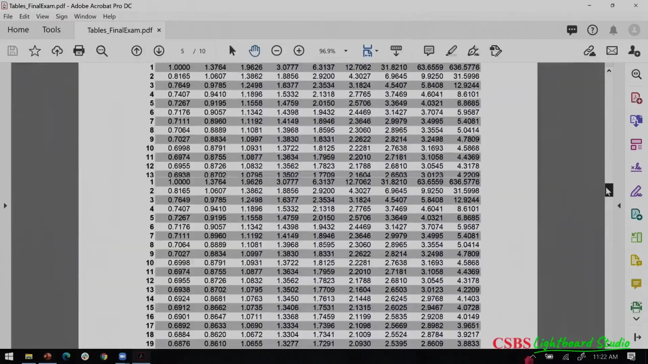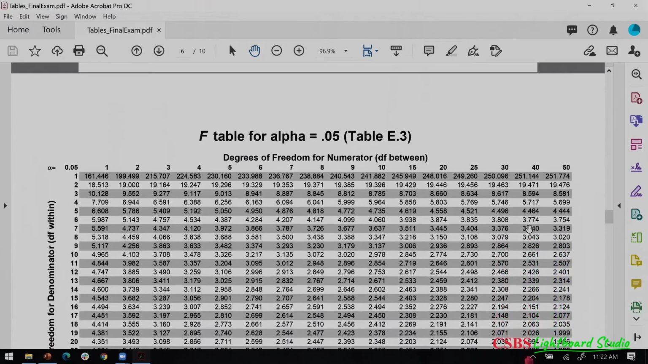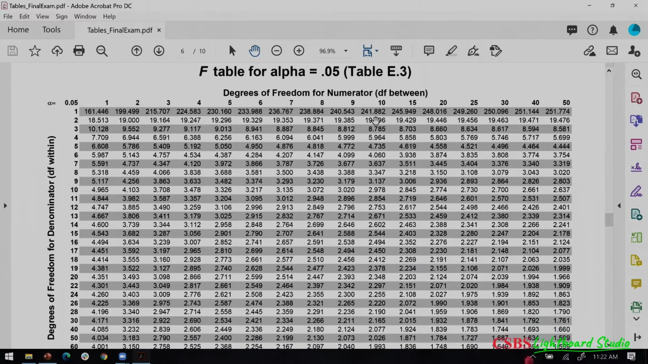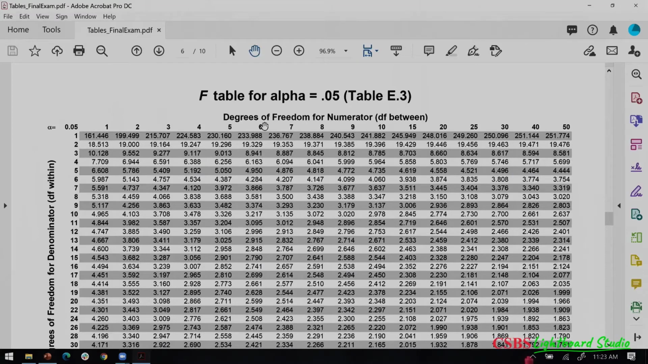All right, so here's our T distribution. And scroll down, here's F. Okay, so this is the 0.05 one, which is the one you're going to use likely a lot more often. So across the top are the degrees of freedom between. So think about our example. We had 3 groups. So our degrees of freedom between are going to be k minus 1. So 3 minus 1 equals 2. 2 degrees of freedom. All right, so we're going to start in this column.